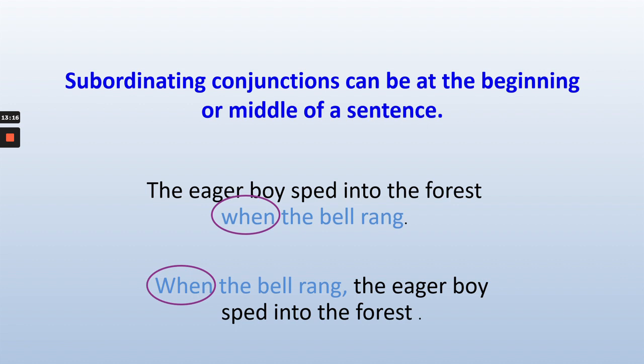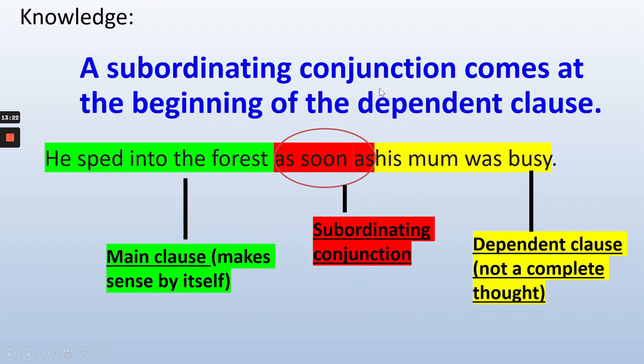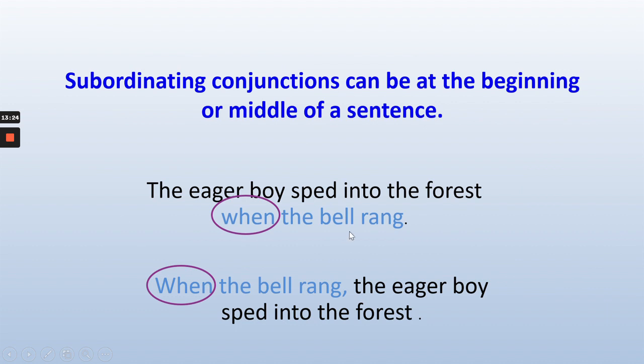It's very good. Yes, some of you got that. It's at the beginning of the dependent clause. The subordinating conjunction is at the beginning of the dependent clause. So this is the dependent clause. When is the subordinating conjunction? Here, in this sentence, the subordinating conjunction is in the middle of the sentence because the dependent clause is at the end.